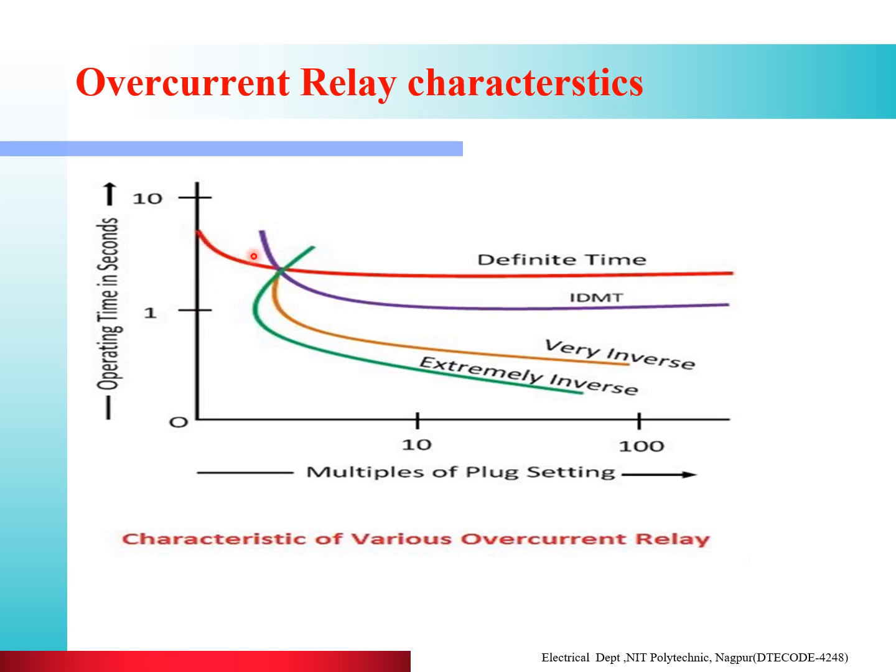The definite time relay will operate at a specified time given for the relay, and this IDMT, very inverse, and extremely inverse relay operates depending on the fault condition. If there is a heavy fault, then this relay will operate very rapidly as compared to the definite time relay.